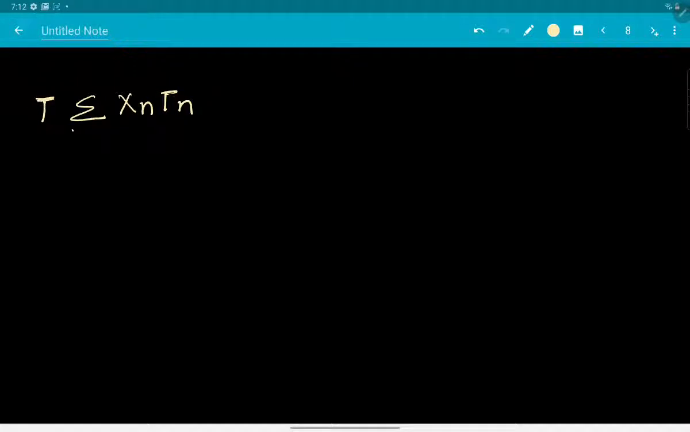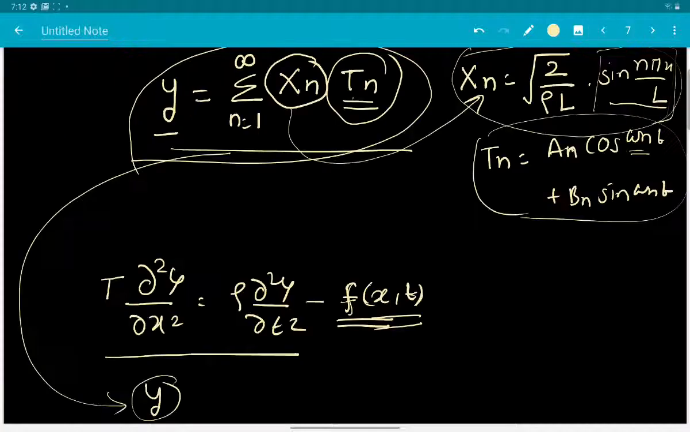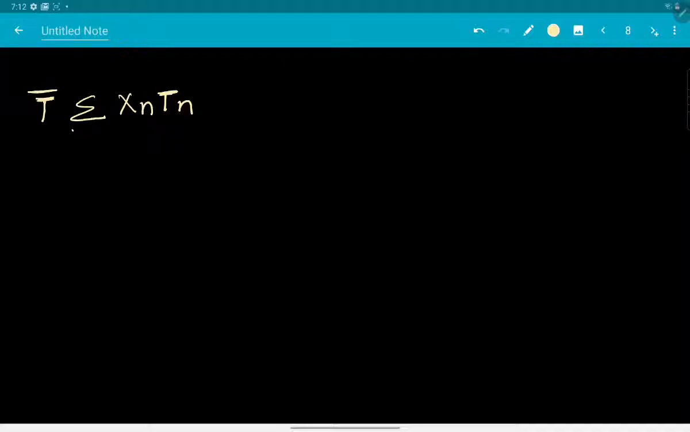This is tension, and this T is, so let me mark this T by T bar so that you will be able to appreciate that this T is different. This is the y expression which I am putting over here. However, I need to take the second derivative of this y with respect to x.